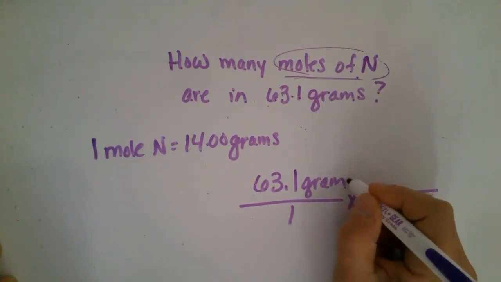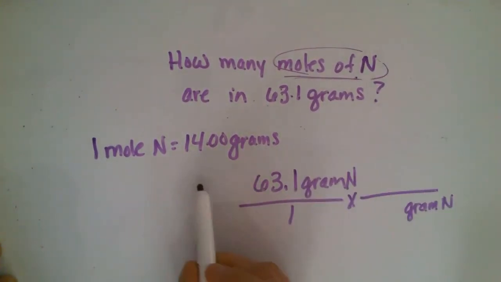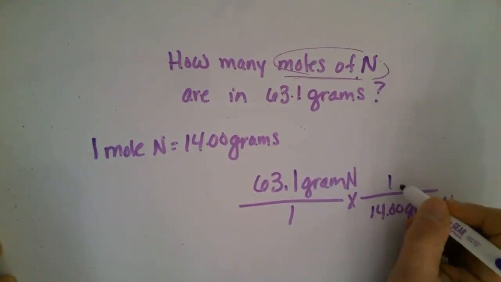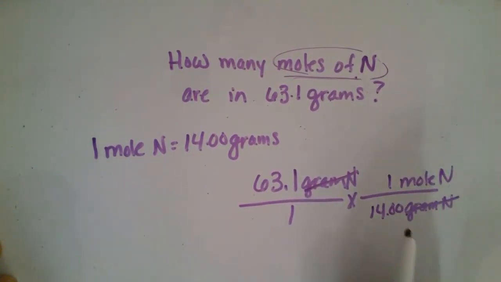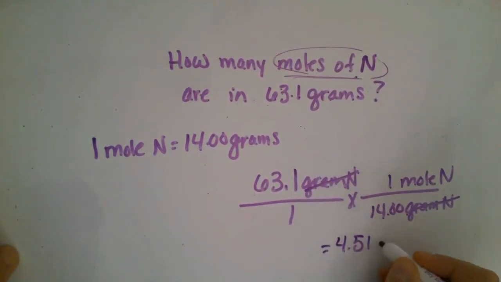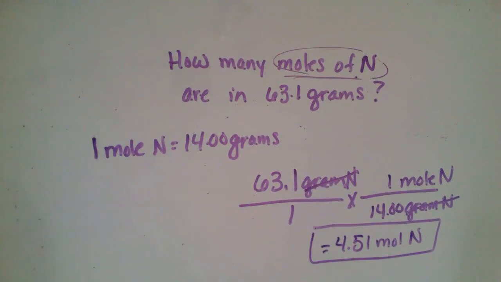We know grams of nitrogen, so we're going to put grams of nitrogen down below so that they cross off. We know that there are 14 grams in 1 mole of nitrogen. So the grams would cross off. And so then we would take 63.1 and divide it by 14. And that would end up giving us 4.51 moles of nitrogen. Okay, moles is what we ended up with. Moles is what they were asking for.